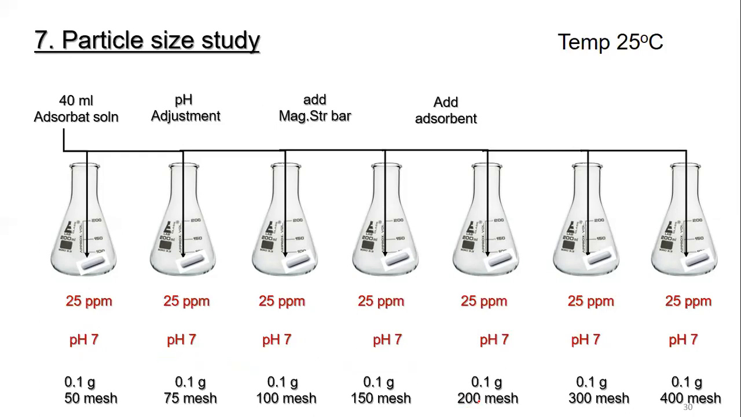As I told you before, if there is a square inch plate and you make 50 pores in that, and there is another where you make 400 pores in that, then the size of the 400 pores will be much smaller than the 50. That's the difference over here.